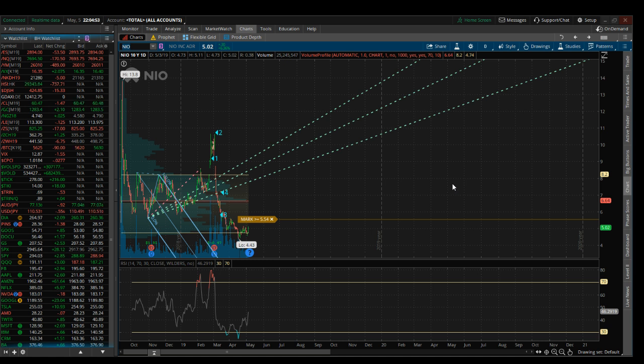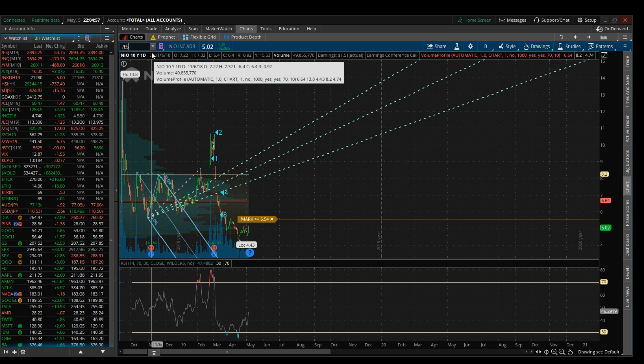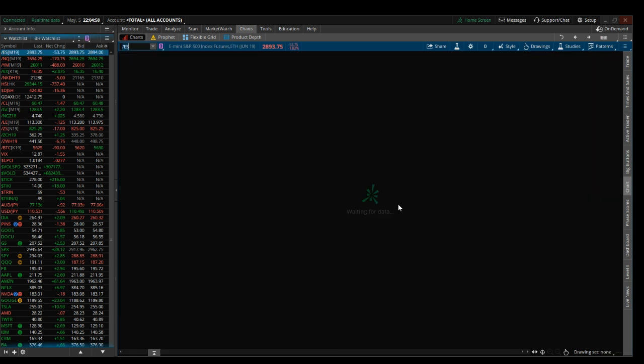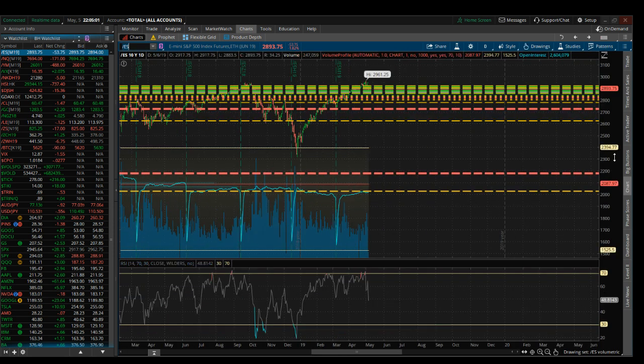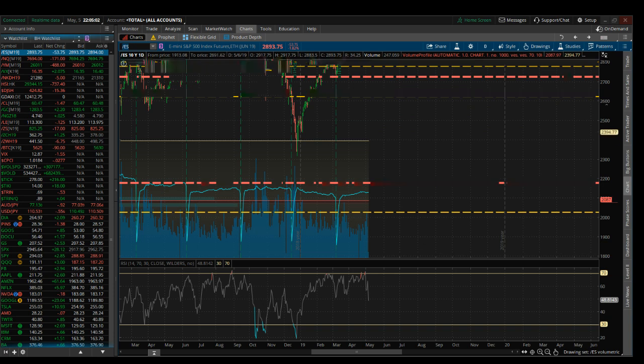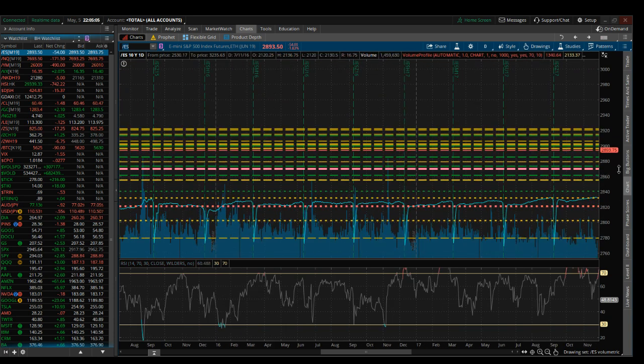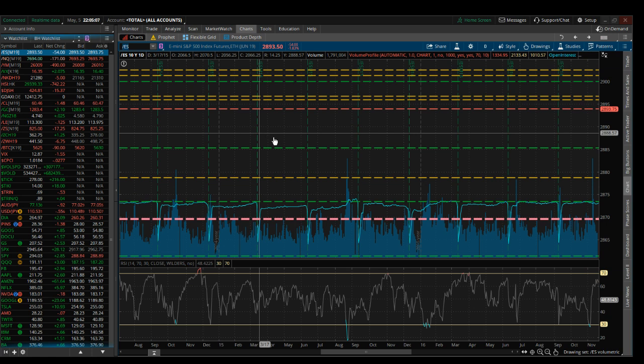Osama, what's up? So what is the expected ES support level we are expecting? So ES, let's take a look. SPX was like 2,900 for the most part. But these were some key levels I had drawn. Where have I lost it again?